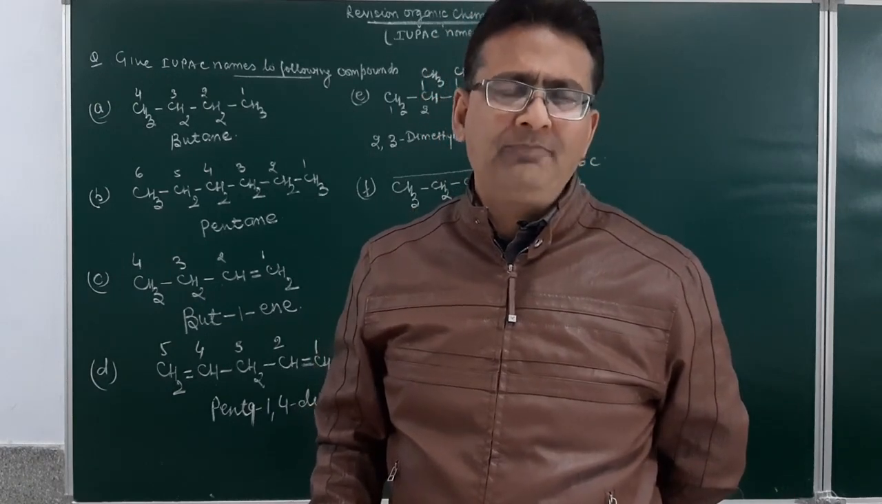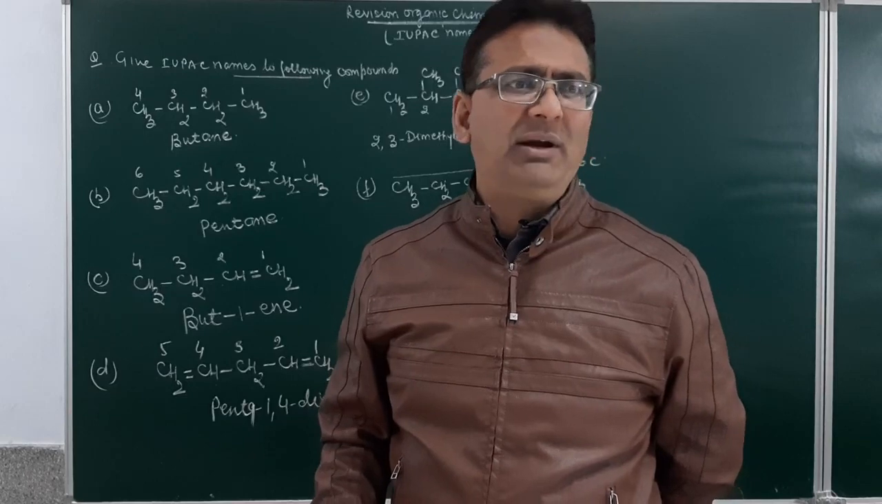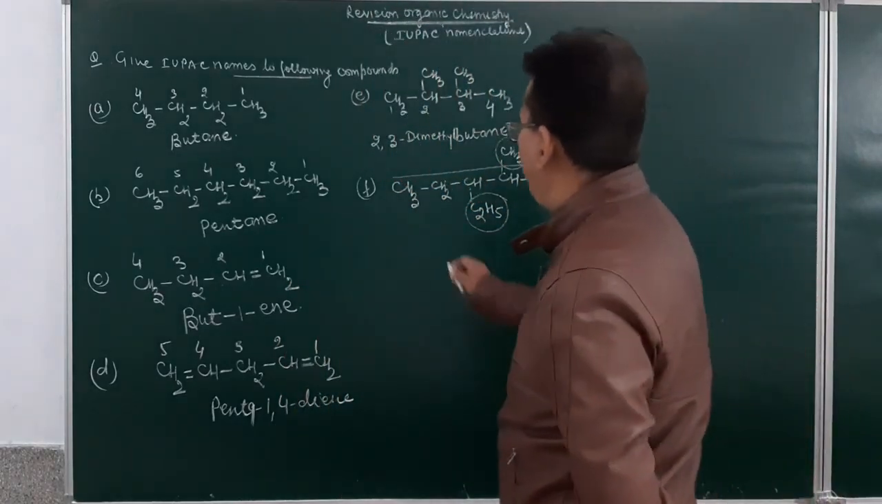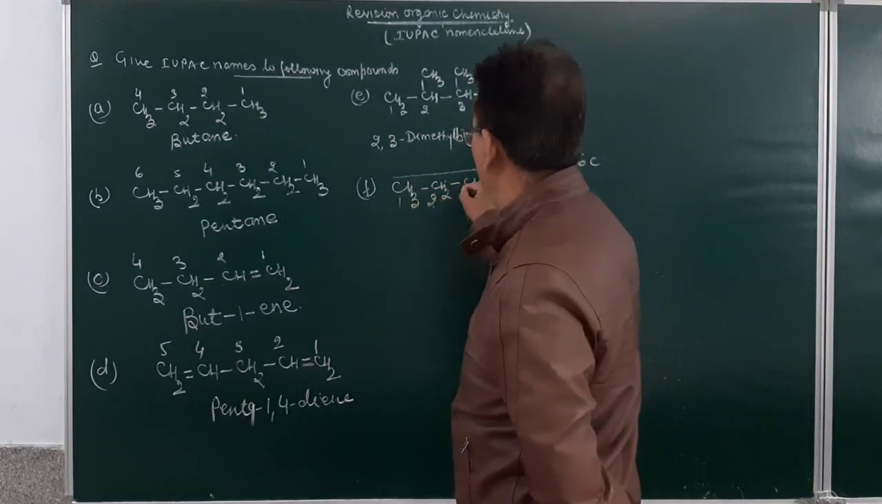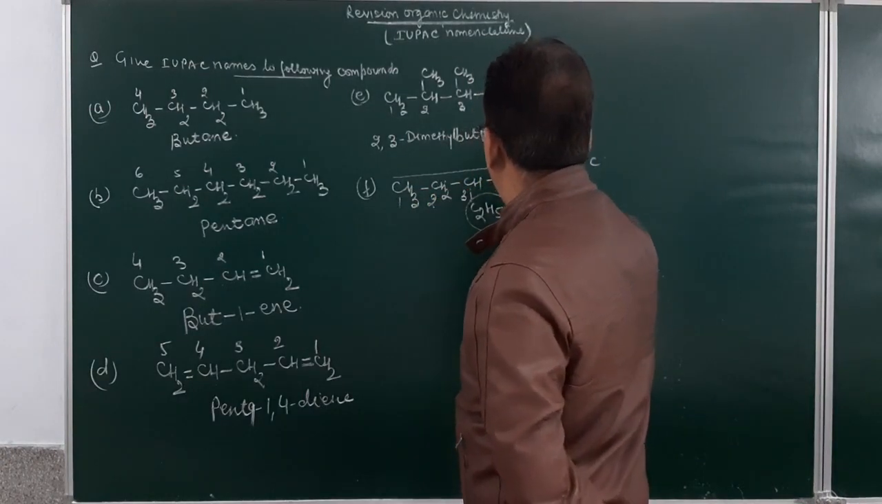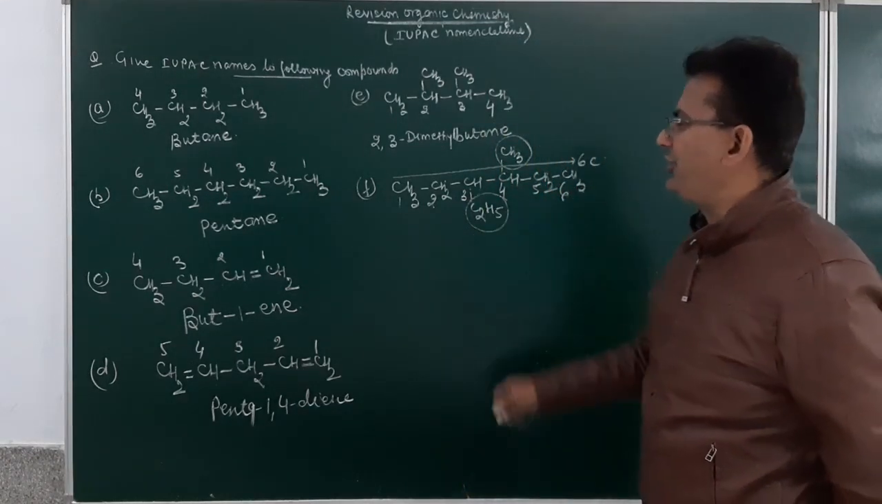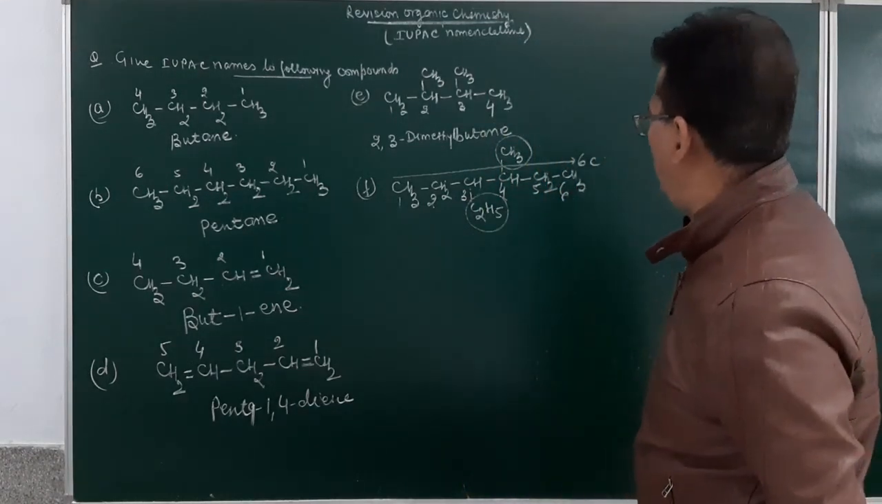be done in such a manner that the one which comes alphabetically first gets the lower locant number. So I will be numbering from this side 1, 2, 3, 4, 5 and 6. Why have I numbered from this side? Because the ethyl group is getting a lower number.